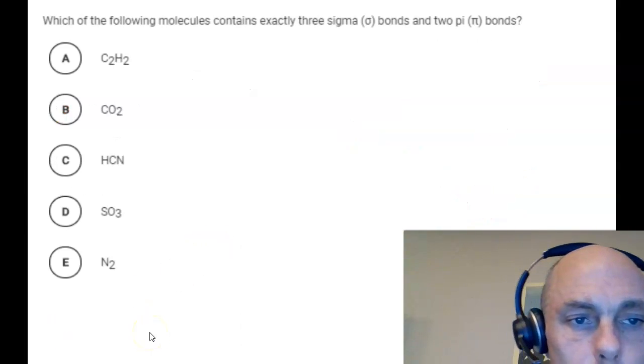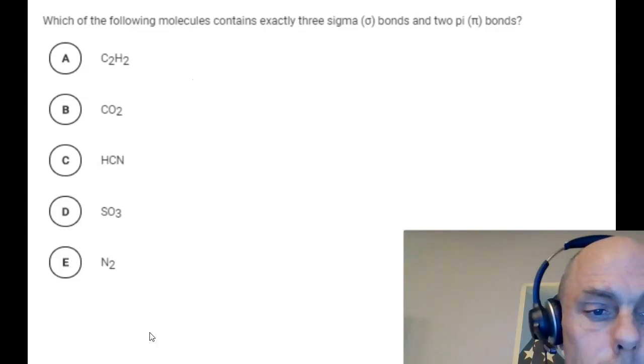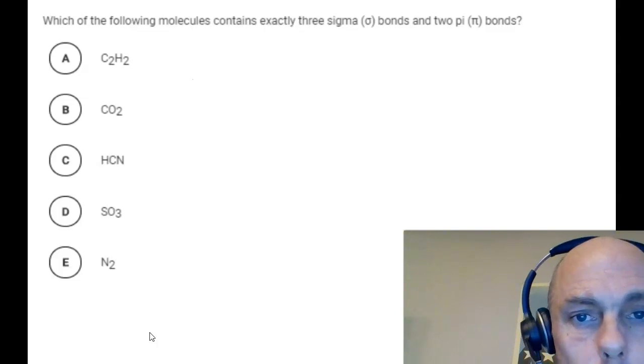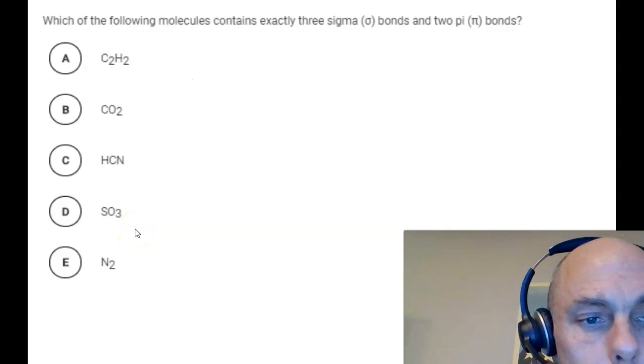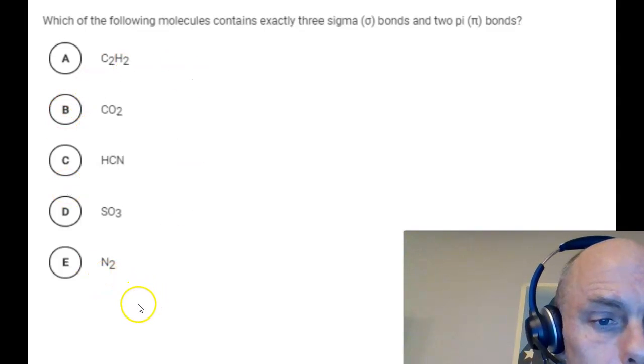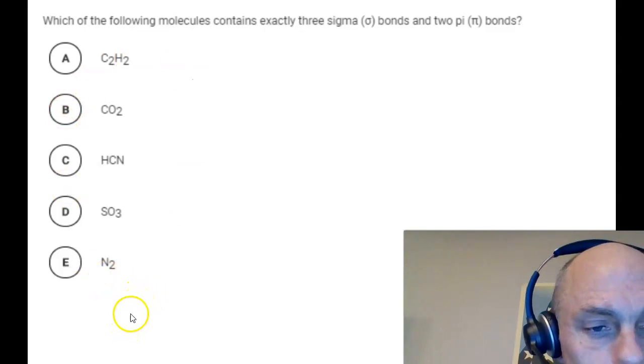Consider giving this one a shot on your own. You'll have to draw Lewis structures for all these, and then see if you got the same answer I did. Which of the following molecules contains exactly 3 sigma bonds and 2 pi bonds? Again, you'll either need to picture these or draw their Lewis structures to figure that out. Try it on your own, come on back.